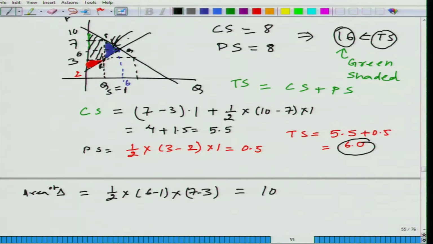This is called deadweight loss, missed opportunity for the society. So, although in this particular case the consumer surplus has gone down and producer surplus has also gone down, and as sum the total surplus has also gone down.